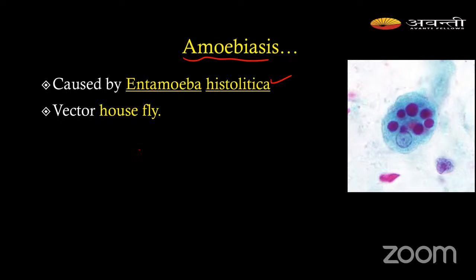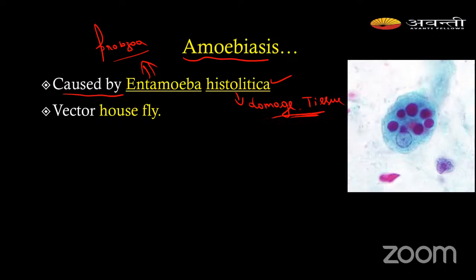Entamoeba belongs to the protozoa, right? Protozoa. See here, Entamoeba histolytica. What does it do? It damages tissue, that is, the large intestine. That's why we call it Entamoeba histolytica. Okay. Fine. So what is the vector? Here the vector is the housefly. That is what I told you.